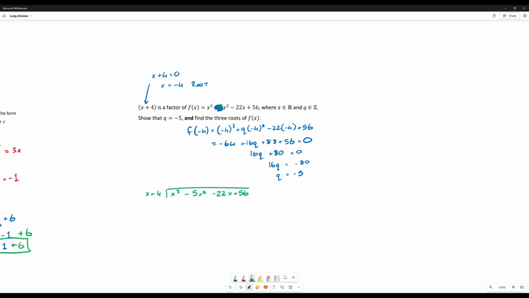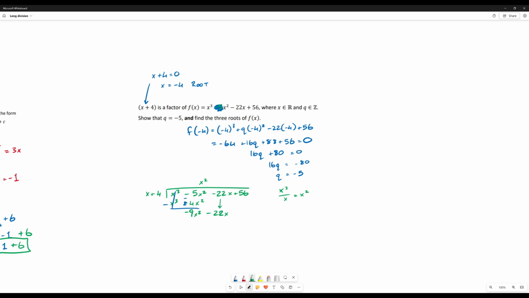First thing divided into the first thing, x cubed divided by x is x squared. Put that on top, multiply that down. x cubed plus 4x squared. Draw a line, change the signs. That's going to be minus 9x squared. Bring down the minus 22x.